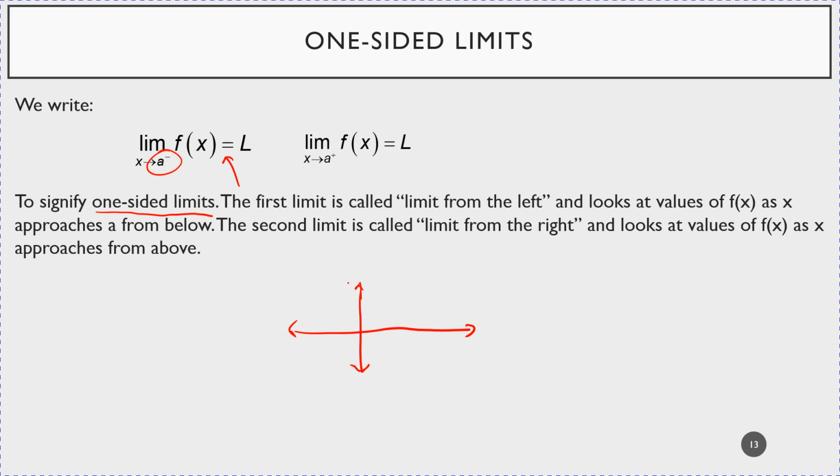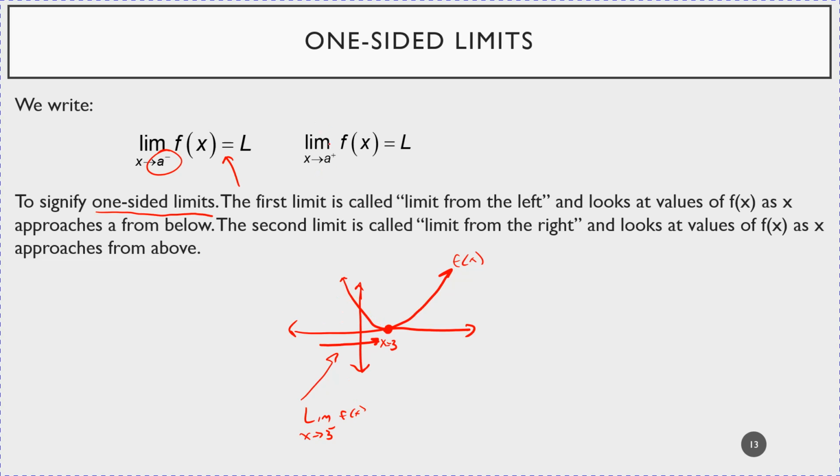Suppose you have this function here. It's just a parabola, okay? And this is the value x is equal to 3, okay? The limit from the left looks at values of f of x as x approaches from below. So as you consider this one-sided limit, just from below, this one here is the limit as x goes to 3 from below of f of x. So you're only looking at what's happening on this side of the limit, okay?